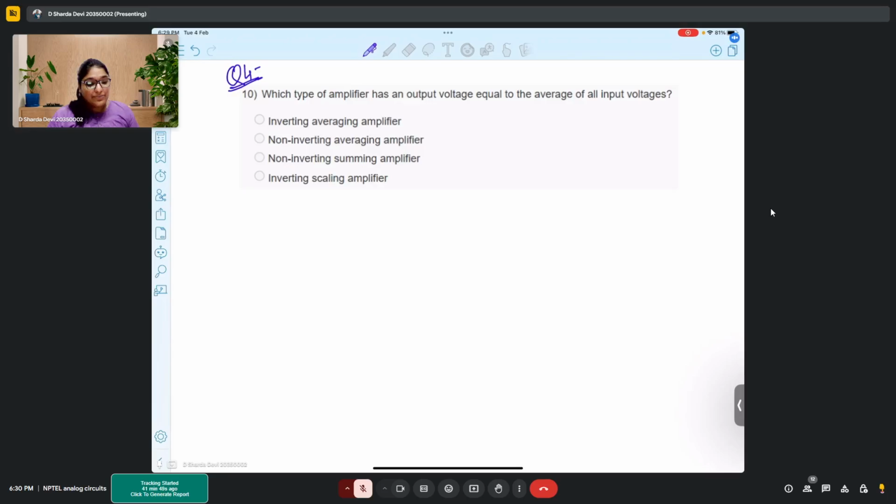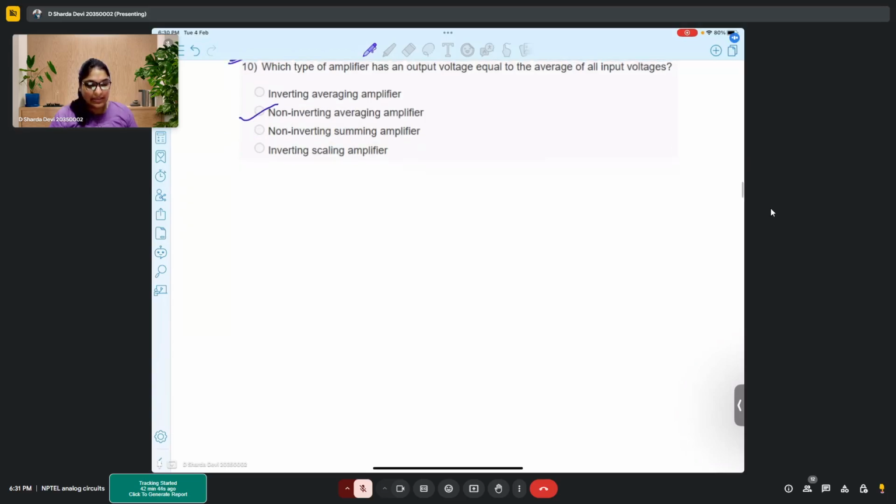So now the question is, what type of amplifier has output voltage equal to the average of all input voltages? The average of all input voltages is averaging. Definitely from the name you know that whatever amplifier is an averaging amplifier, it will give you the average. And if you take a non-inverting averaging amplifier, the idea is you don't see the phase shift also, which is sometimes very critical. So you don't want to have phase shift. That's why the best suited answer for this is the non-inverting averaging amplifier. Is this clear? Any doubts in this? No, right? It is very straightforward. There is nothing complicated in this.